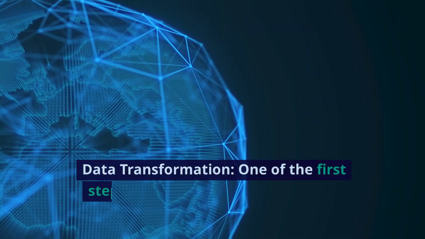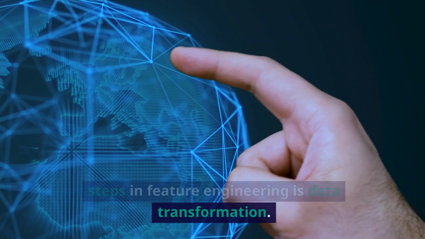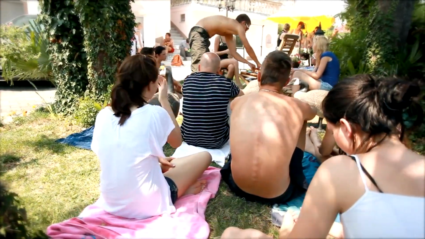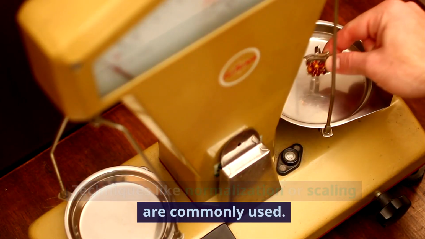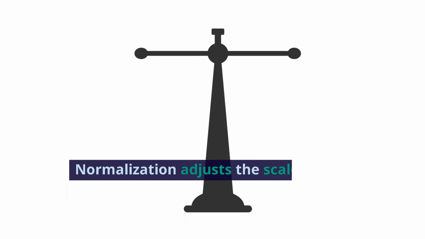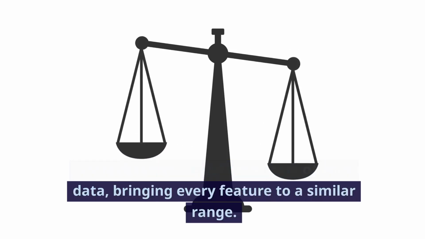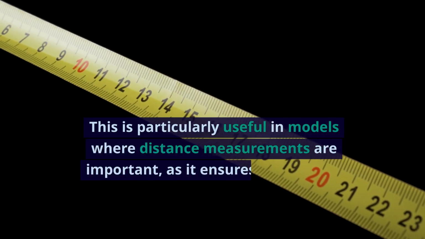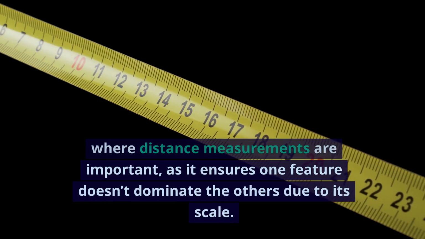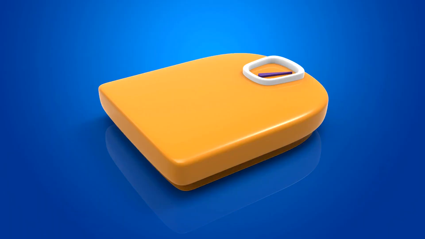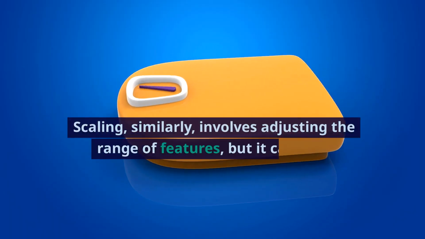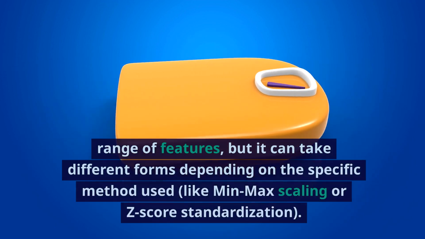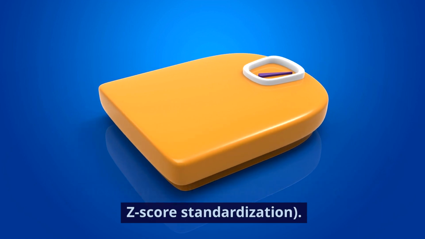Techniques in feature engineering. Data transformation. One of the first steps in feature engineering is data transformation. This involves modifying raw data to enhance a model's understanding of it. Techniques like normalization or scaling are commonly used. Normalization adjusts the scale of your data, bringing every feature to a similar range. This is particularly useful in models where distance measurements are important, as it ensures one feature doesn't dominate the others due to its scale. Scaling, similarly, involves adjusting the range of features, but it can take different forms depending on the specific method used, like min-max scaling or z-score standardization.